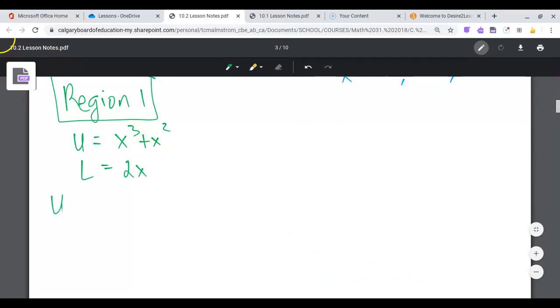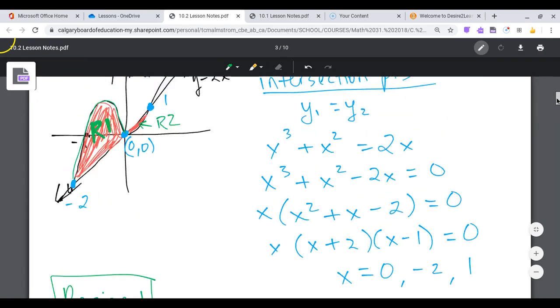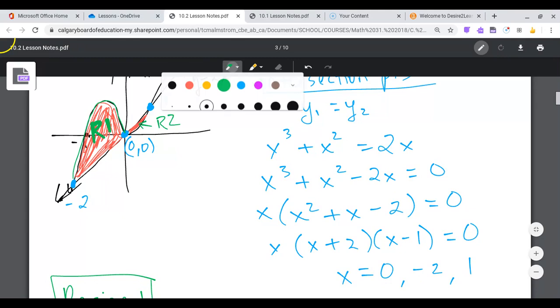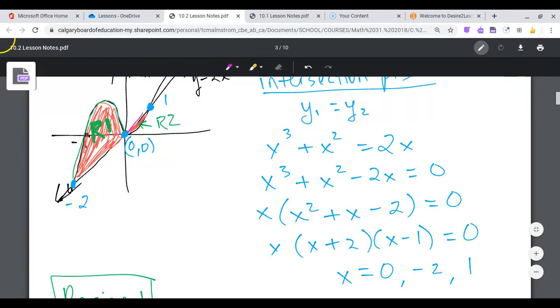And so when you go upper minus lower, you get x cubed plus x squared minus 2x, and that is between -2 and 0. Okay, and then region 2, what happens in region 2 is the upper boundary is actually the y equals 2x.